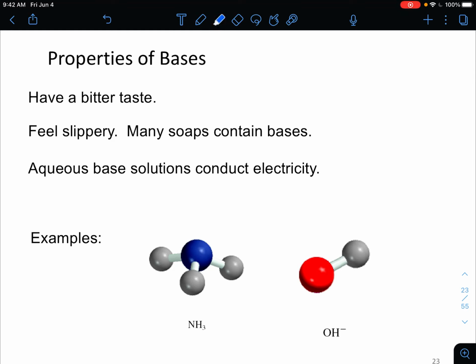Just like with acidic solutions, aqueous base solutions can conduct electricity as well. They're producing hydroxide ion, but nonetheless, there are some charged particles to consider. When we think about examples of bases for now, anything containing the hydroxide ion is a base. Then another base you might be familiar with is ammonia, NH3. So the N is shown in blue in that 3D model.